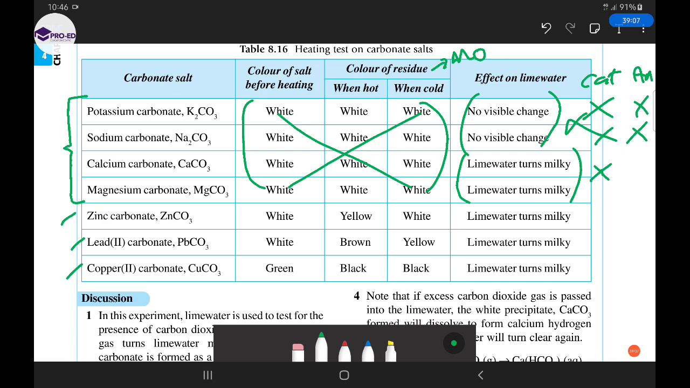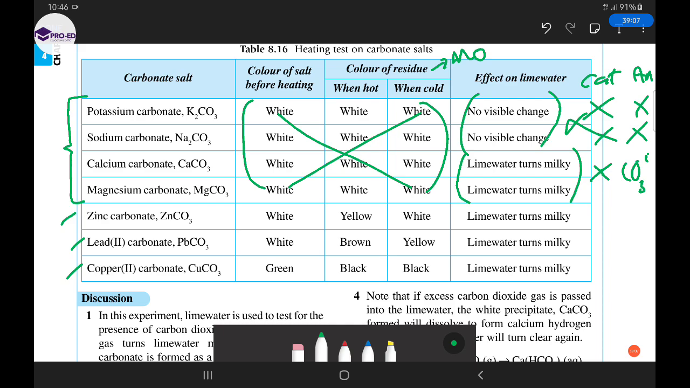So when that happens, then you know, okay, definitely we can know the anion, because now the anion is carbonate. Okay, it's a carbonate ion. That's the only one that releases carbon dioxide gas to turn lime water milky. See, so then you can get that. Let's go to the next one.